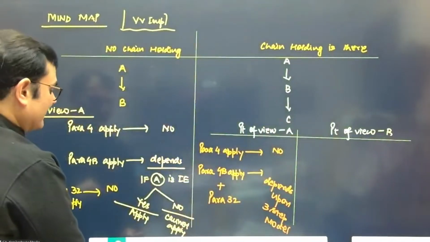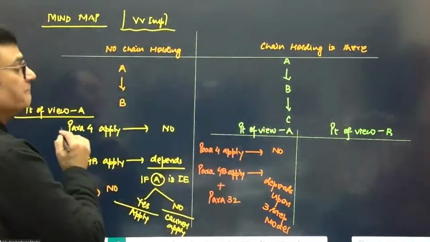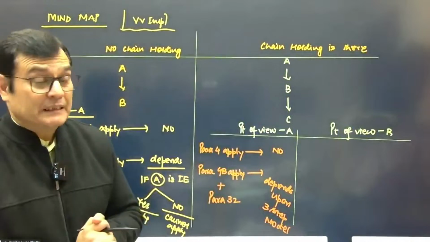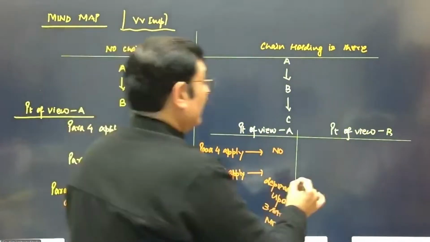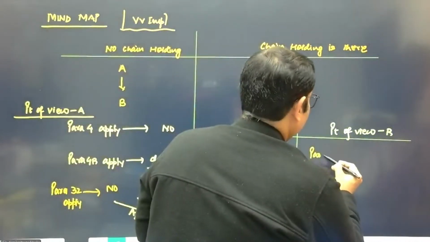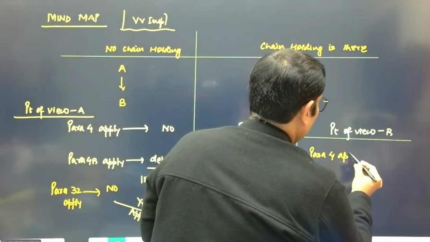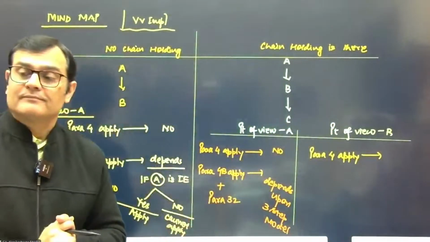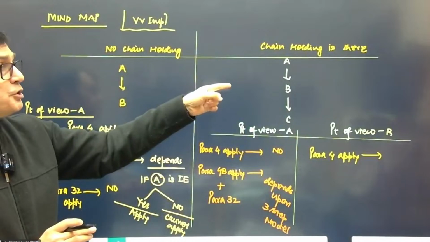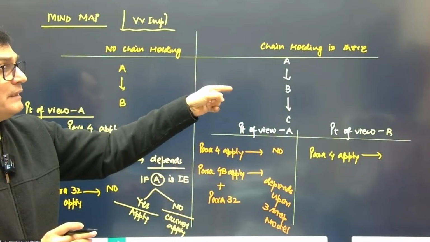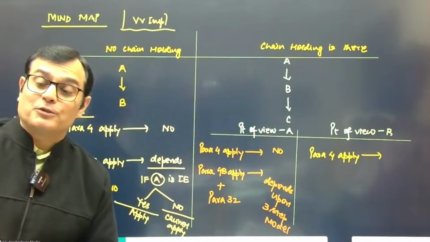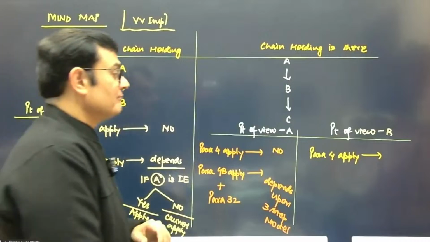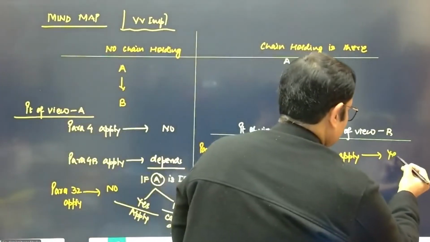Now let's look at the point of view of B. Now, can para number 4 apply to B? What do you say, yes or no? It's a chain holding, it's a middle company. Can para number 4 apply to company B? Yes, sir. Yes, definitely a yes.